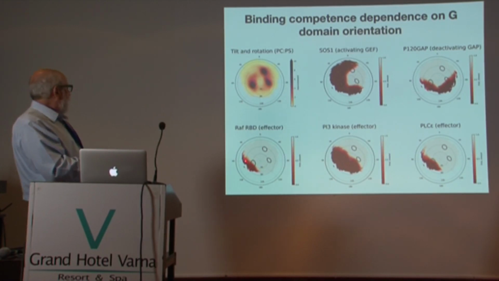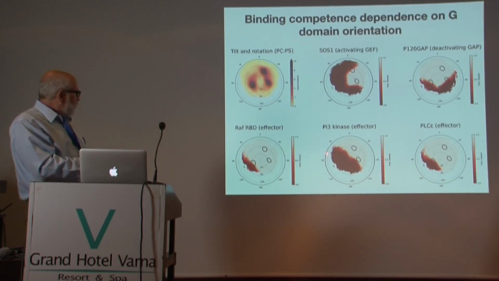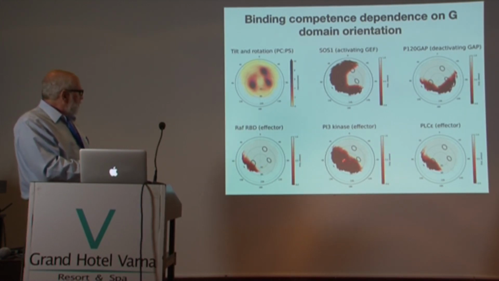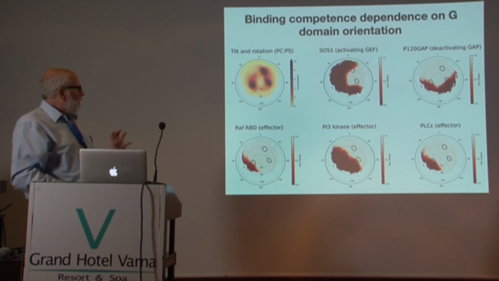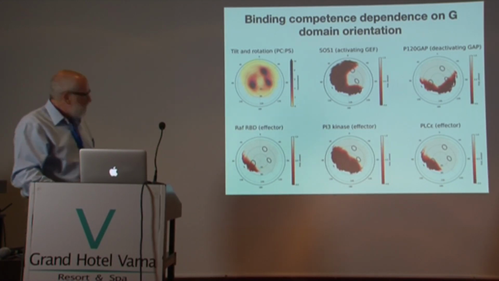And then this is RAF, which I just showed. This is PI3K that you saw in the movie. So this occluded conformation, and a lot more of it is actually occluded. It has to be in these two conformations. And this is an effector that actually recruits RAS, and it also binds strongly to RAS.